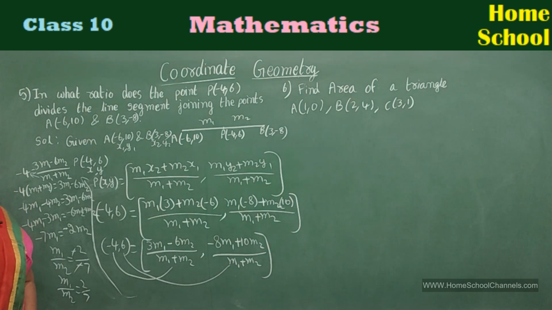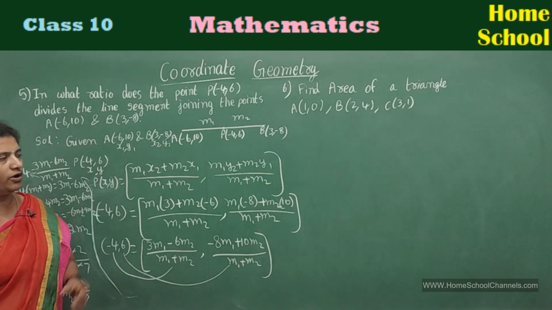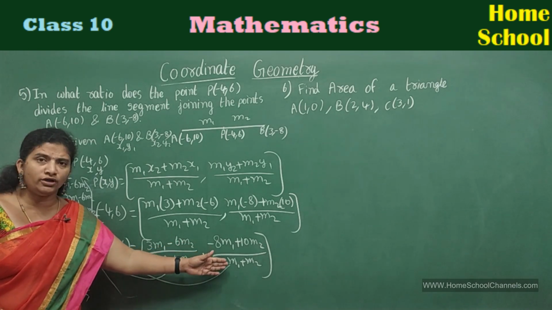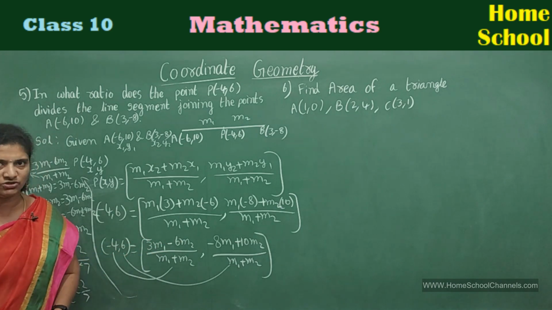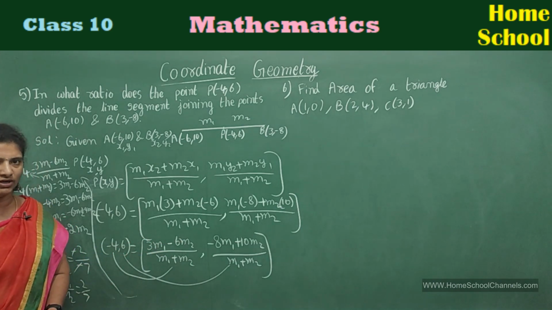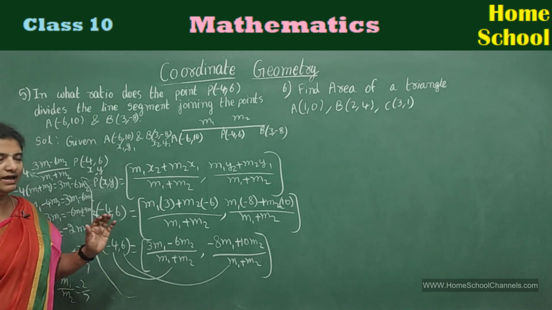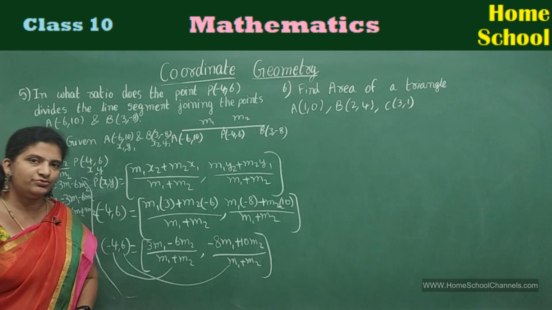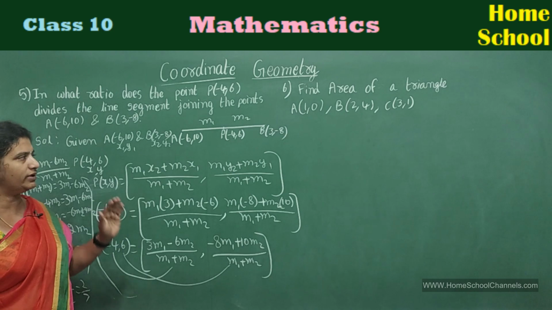What is this? This is the ratio of division of line segment at the point (-4, 6). Right? And if you want, you can compare this with this. You can equate and find m1 is to m2. Same answer you are going to get. Only one set you compare, that is enough. Understand the problem carefully. This problem we can expect it for 3 marks. So you should be very careful in doing this.